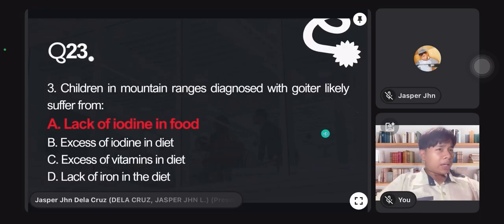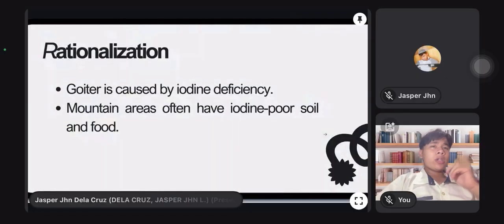So why is it letter A? Goiter is caused by iodine deficiency, commonly known in mountain areas. Mountain areas often have iodine-poor soil and food. That is why children in mountain ranges are most likely lacking iodine in food. So why are the other options incorrect?